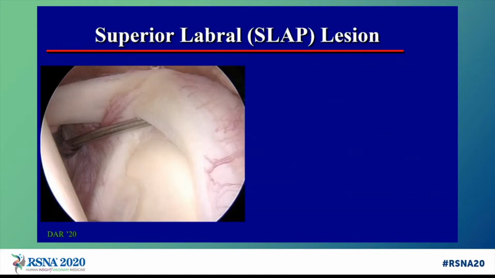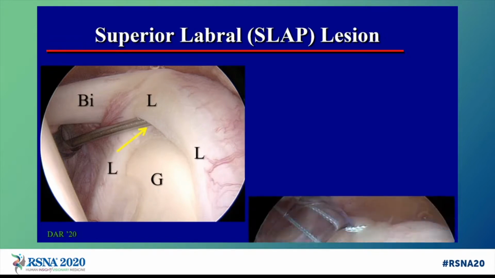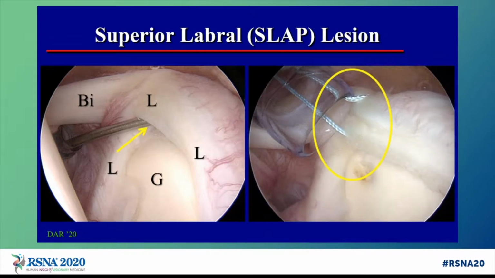Here's what that looks like in the arthroscope. There's your glenoid, your superior labrum, and long head biceps. The probe is inside the tear that's within the labrum, and the repair is basically to reattach that torn labrum to the underlying glenoid.